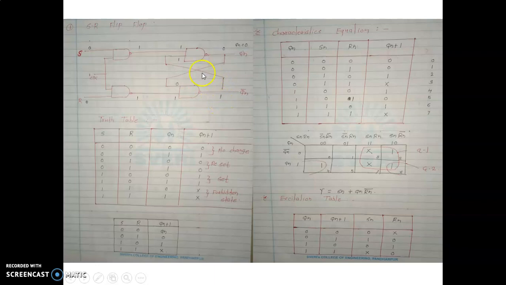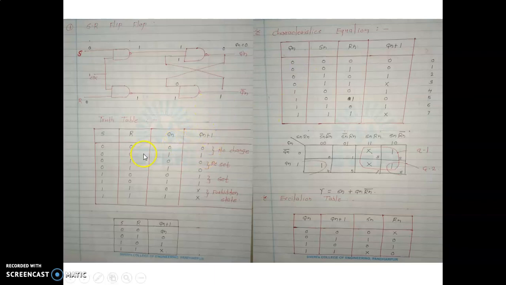So the 1 will be shifted to the upper NAND gate. So the 1 into 1, the output should be 0. So finally we assume the Qn equal to 0, then the next state is also 0. Similarly, if we assume the Qn as 1, then going with a similar method, we get Qn plus 1, that is the next state, also 1.